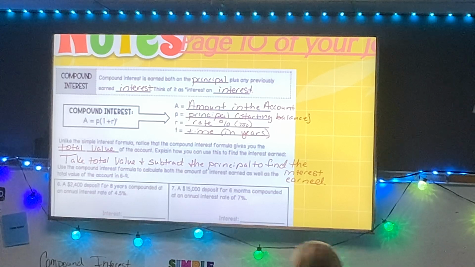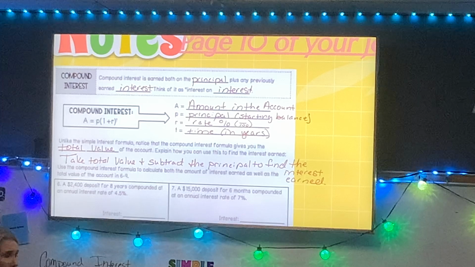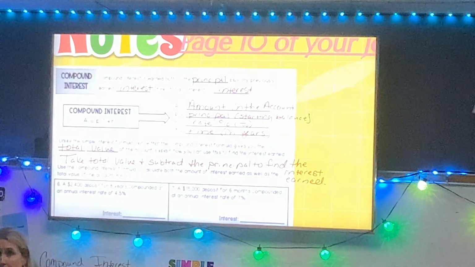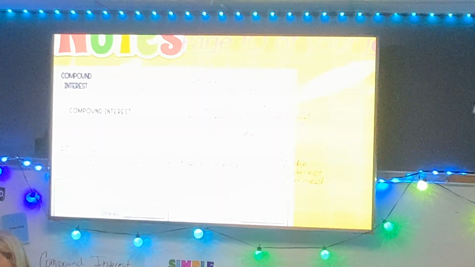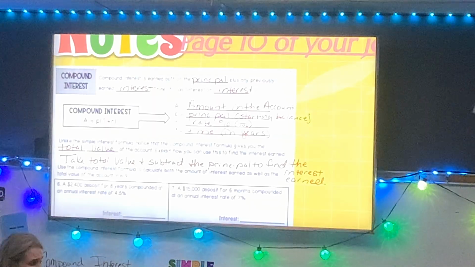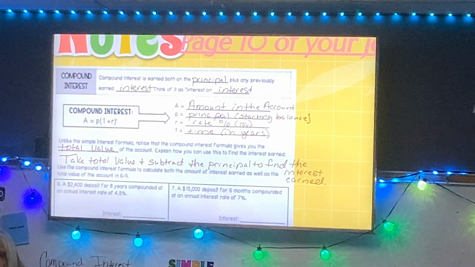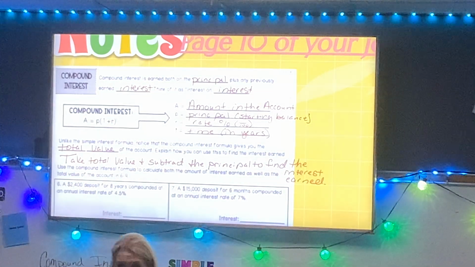Now, if I wanted my total amount and I was doing simple, I had to add my interest plus my principal, right? Now, I have my total balance, and if they ask me for my interest, I am going to take my principal and subtract it from my amount in the account, my balance. Okay, and that will give me my interest.